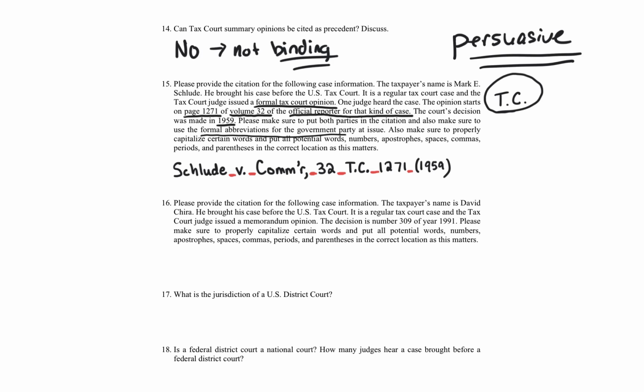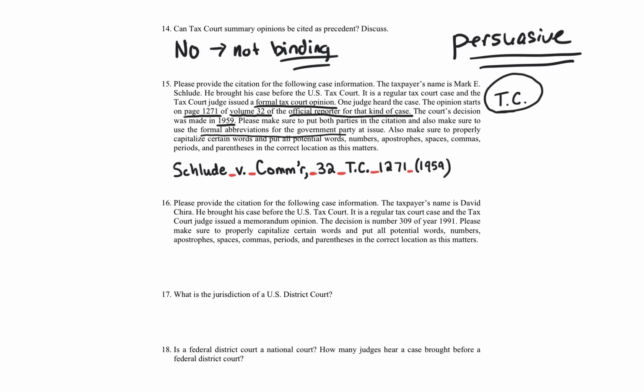Again, capitalization and periods and location and spacing all make a big difference. So lowercase v, period, space, capital C-O-M-M apostrophe R, comma, space, volume 32, space, T.C., which is the official report for Tax Court, with the periods, space, page number where it starts, 1271, space, year it's decided. The year the court made the decision, and that is the citation. That is the citation. All right.